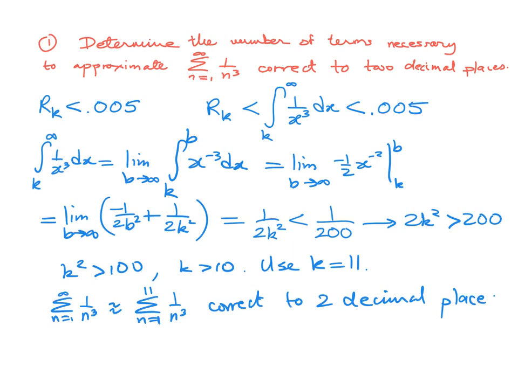Now, if you actually wanted to calculate what this series was, you could add up 1 over 1 cubed, 1 over 2 cubed, etc. Or there are buttons on the calculator that can do that series for you. So that would be another way to do it. But the question did not need that. It just wanted to know the number of terms necessary, and the answer is 11 terms are necessary.